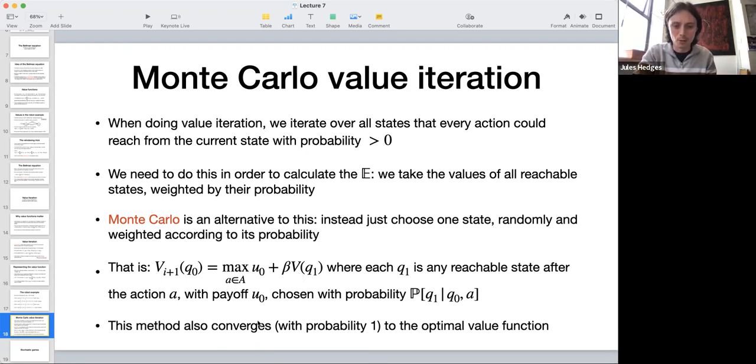And this method also converges, technically with probability 1. This also always converges to the optimal value function. So this is an alternative. Often it's faster. This is an optimization of value iteration.